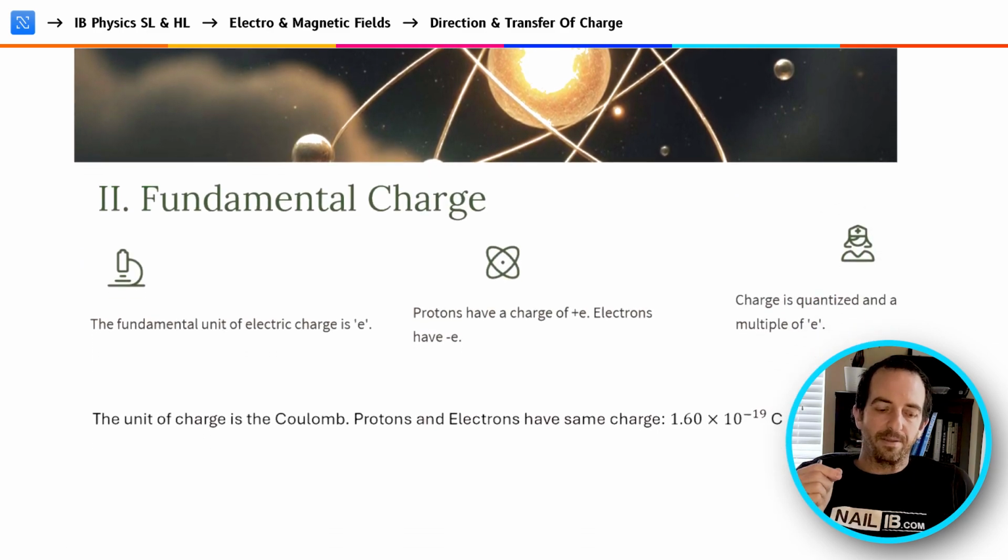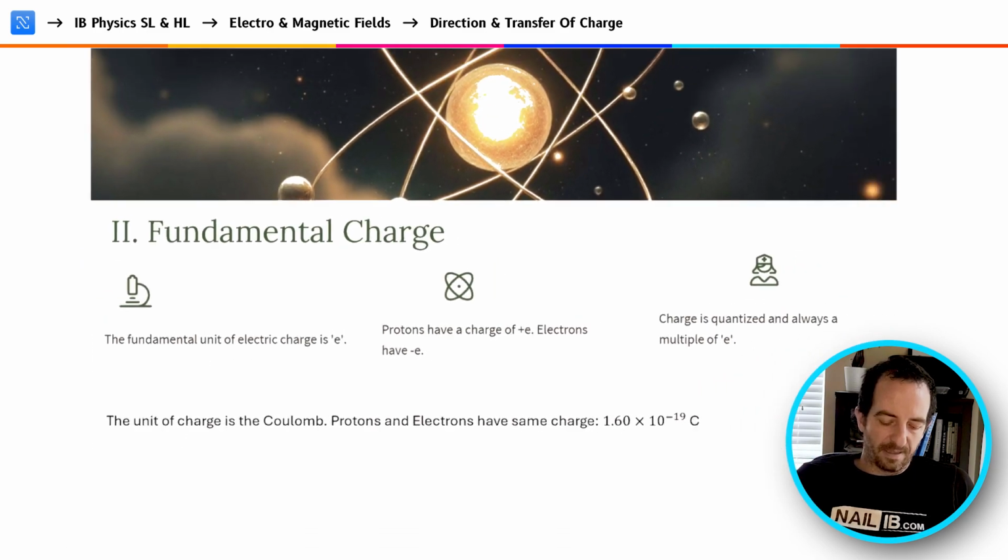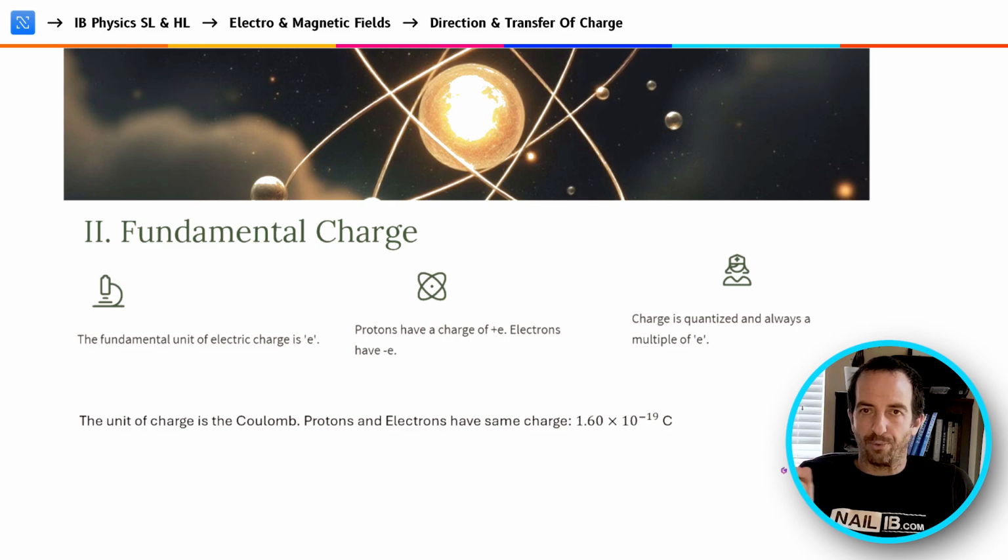Also, there's a fundamental charge. There's the smallest possible charge, which is that of the electron or the proton. That is the fundamental electric charge e. Proton, again, as we said, is positive, electron being negative. And all charge in the universe is really going to be a multiple of the value of the electric charge of a proton or an electron.